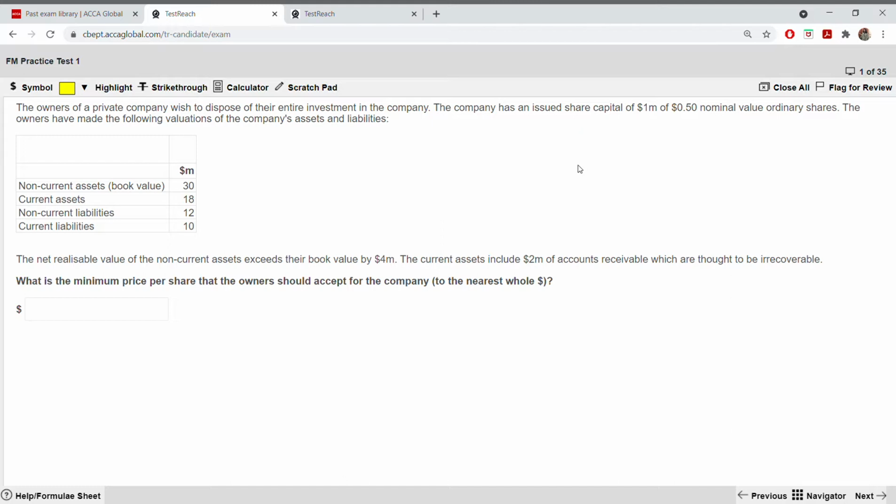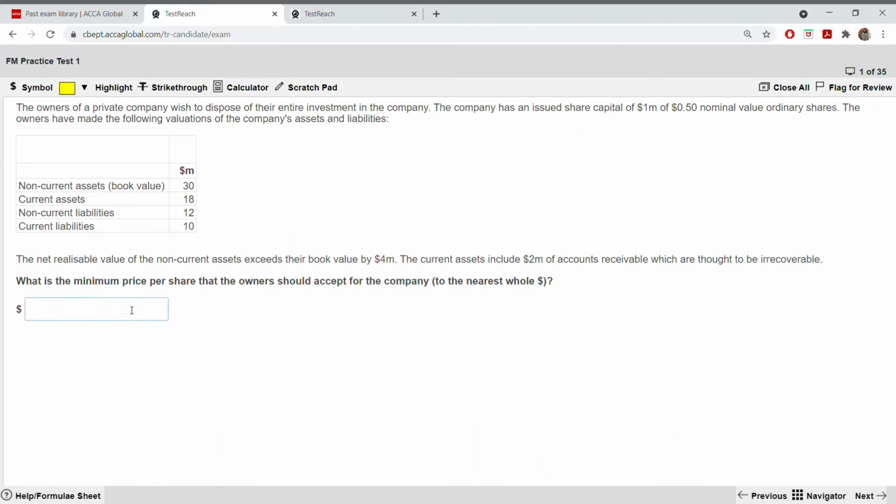Okay. And the owners have made the following valuation of the company assets and liabilities. Non-current 30, current assets 18, non-current liabilities 12, current liabilities 10. You should be very fast to read and understand, okay? So the net realizable value of non-current exceeds their book value by 4 million. And the current assets include 2 million of accounts receivable which are thought to be irrecoverable. What is the minimum price?